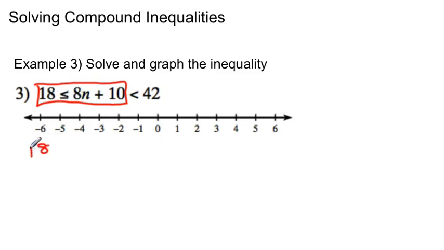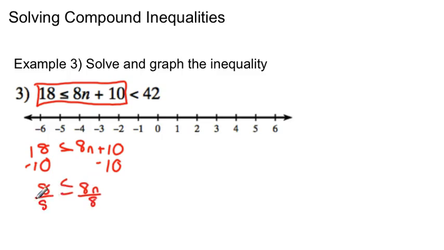So I can write down 18 is less than or equal to 8n plus 10. And now I solve that just like I know how to. There's no mystery here. Subtract 10 from both sides. 8 is less than or equal to 8n. Divide both sides by 8. And I find that 1 has to be less than or equal to n.